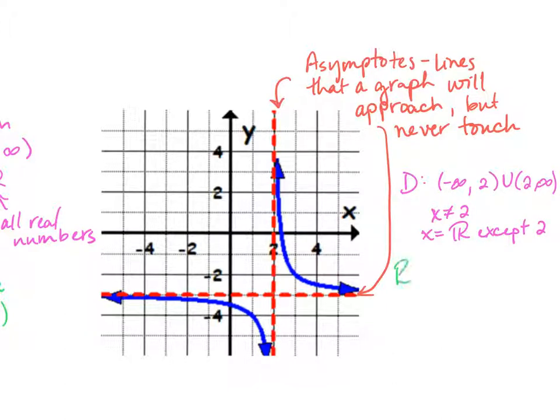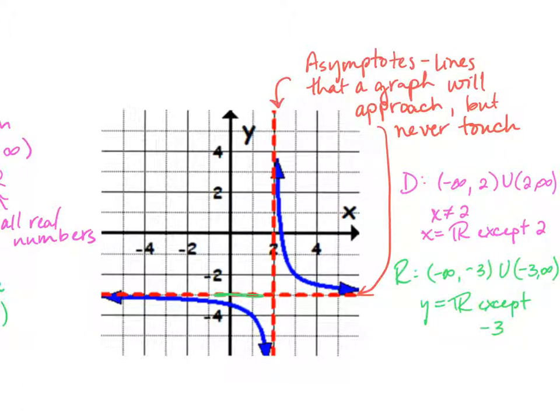And range just can't be negative 3. So negative infinity to negative 3, and then it's going to jump and go negative 3 to infinity. That just tells us it can't be -3. So y, all real numbers, except negative 3. So that concludes that.